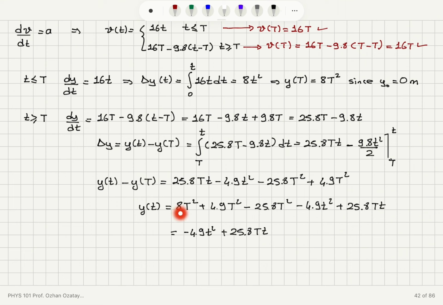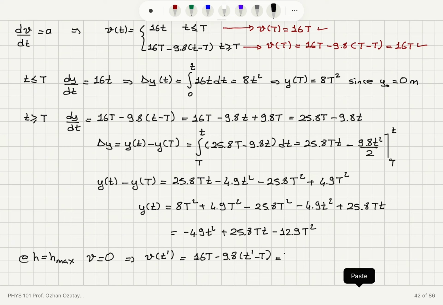And if I add these numbers, 8, 4.9 and minus 25.8, this gives me minus 12.9 capital T squared. So when I reach the maximum height at h equals h max, its velocity is to be 0. So at that point in time, velocity at time t prime, when I reach the maximum height, is going to be 16t minus 9.8 (t prime minus capital T) is equal to 0.